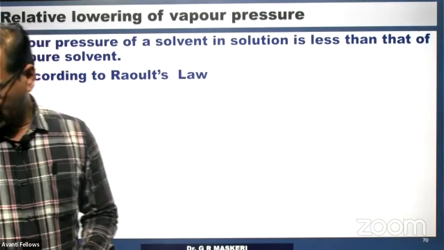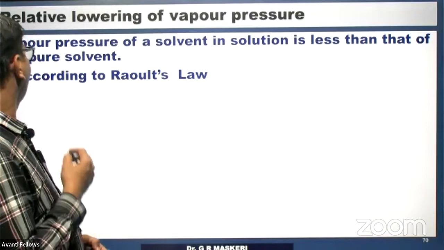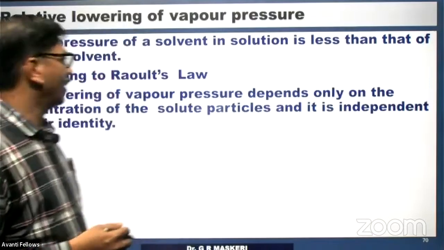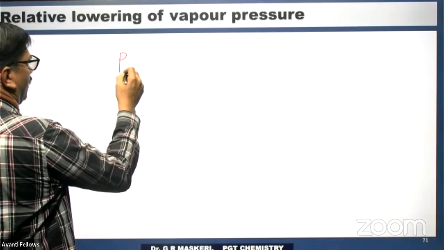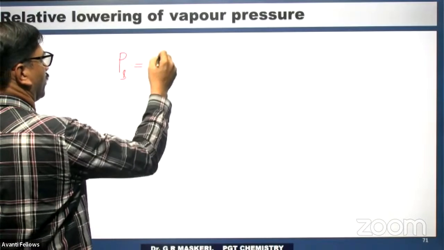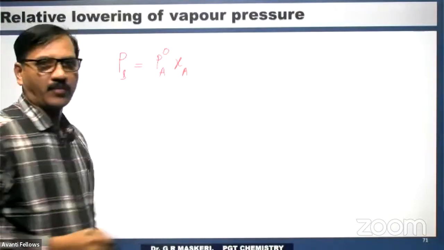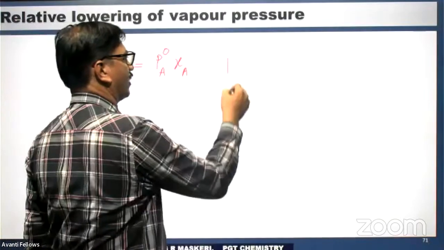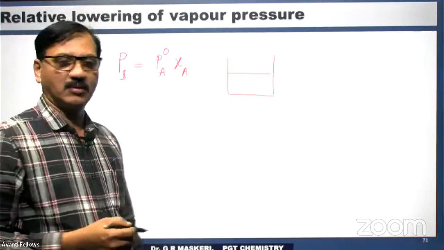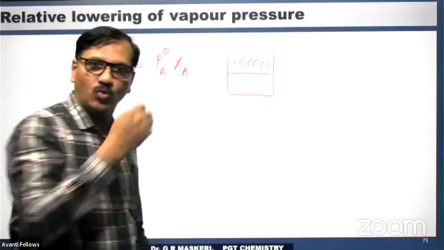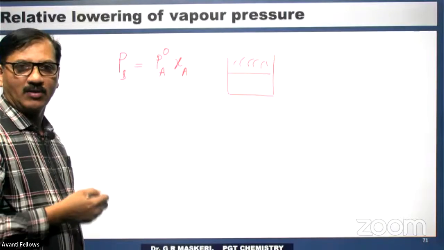Now, according to Raoult's law, we know that the vapor pressure of the solvent in the solution is less than that of the pure solvent. Let me take up the mathematical expression of Raoult's law: P of solution is equal to P0 of A, the solvent, times the mole fraction of solvent. If A is the solvent, say water, there is a solution made with water as solvent. That is an aqueous solution, and the vapor is due to only water, and there is a non-volatile solute, say. This is the equation that we are using as Raoult's law.